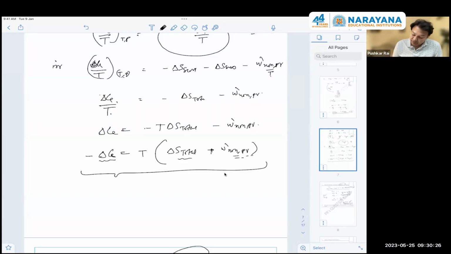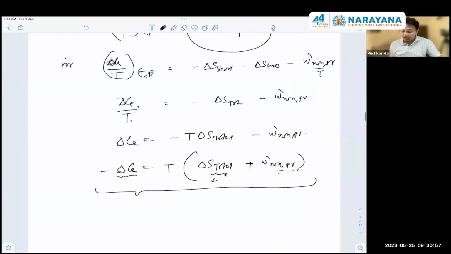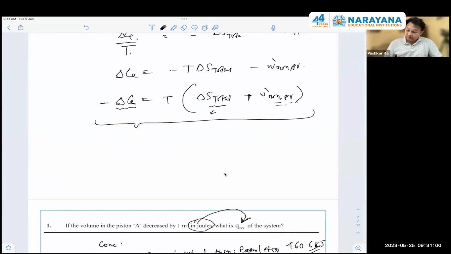So W dash non-PV is very important, which is positive work. If W dash non-PV is there, the decrease in Gibbs function is equal to, if delta S total is 0, because of the reversibility of the process, whatever manner we carry out the process, the total will be T delta S total, and W dash non-PV should also be added. So the numerical value of delta S total will decrease because of this W dash non-PV work. That totally makes sense.